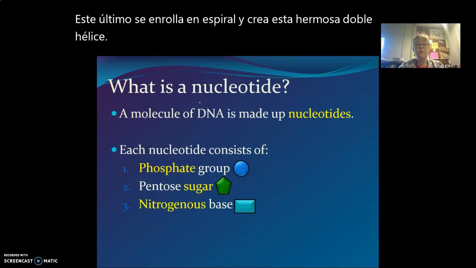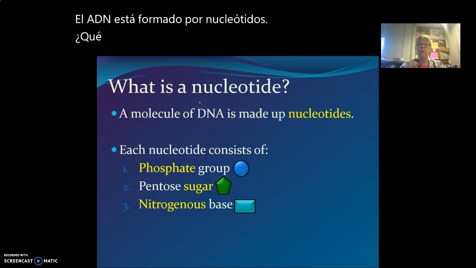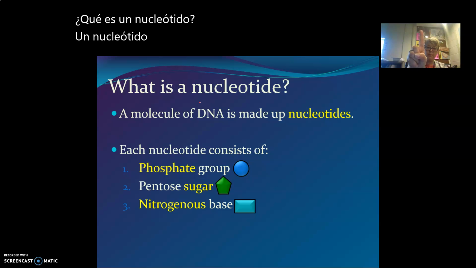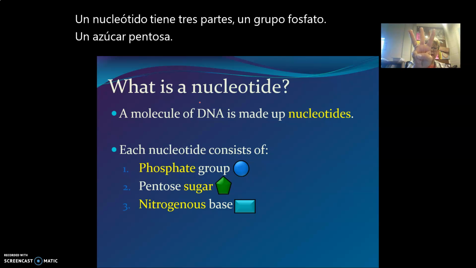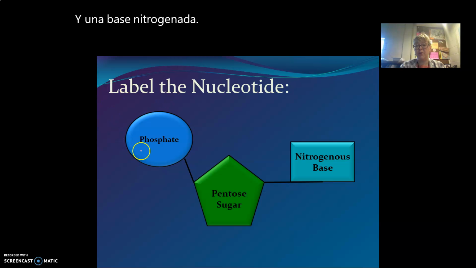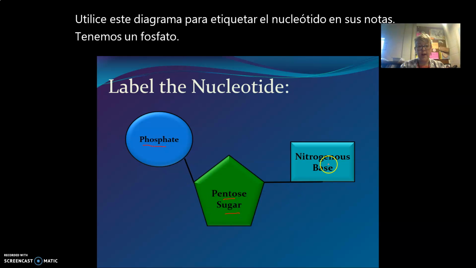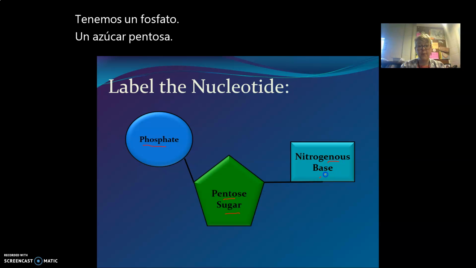DNA is made up of nucleotides. What is a nucleotide? A nucleotide has three parts: a phosphate group, a pentose sugar, and a nitrogenous base. Use this diagram to label the nucleotide in your notes. We have a phosphate, a pentose sugar, and a nitrogenous base.